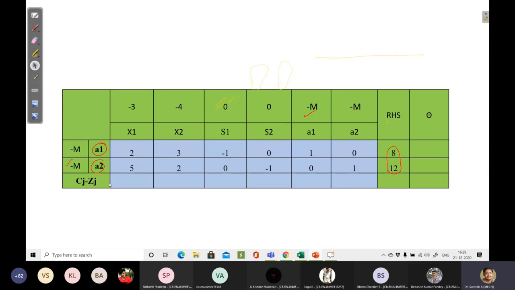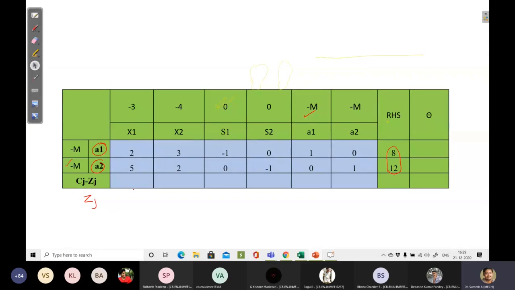So the equation is given. I can add one more column also down below: Zj.